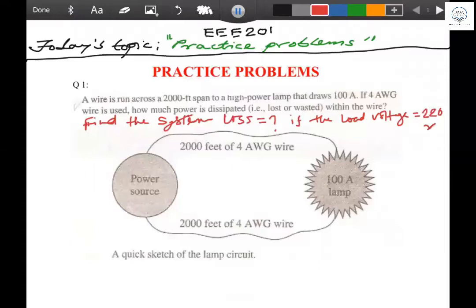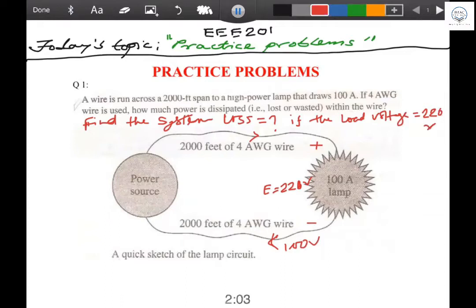Now, you have to find what is the system loss here. If the voltage is 220 volt, this is the load. The voltage across the load will be 220 volt. I'm talking about the voltage across the light is 220 volt. The current going through this is 100 ampere, as you all know, and the voltage is 220 volt. If it is something like that, what is the system loss?